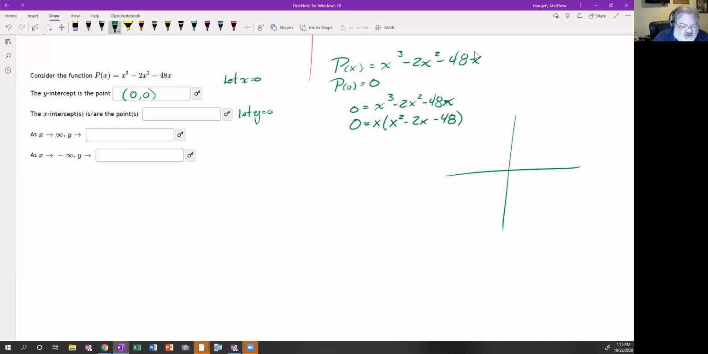Now, because that's a quadratic, we should try to factor it first. If not, we can throw it into the quadratic formula, but this should be nice and factorable. 8 doesn't go there, though. I got overly excited about my 8. It would be, what, x minus 8 and x plus 6. Again, if your factoring needs practice, practice your factoring.